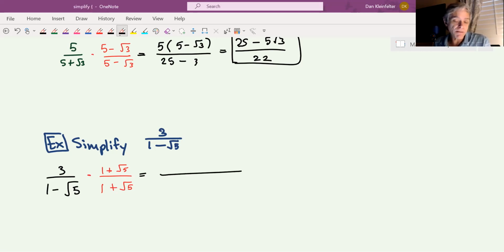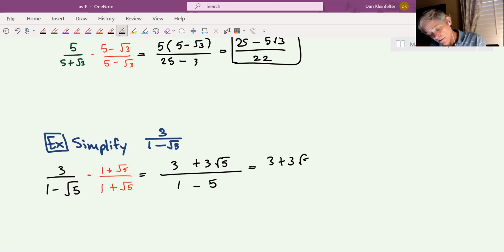All right, so then multiplying across, 3 times 1 will be 3, plus the 3 root 5. And then down below, 1 times 1 is 1. And then minus root 5 times root 5 is just a 5. Okay, so then we'll have 3 plus 3 root 5 divided by negative 4. And then I think it looks nice just to bring the negative out front of that one. Negative 3 plus 3 root 5 over positive 4.